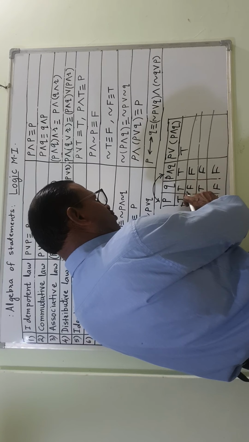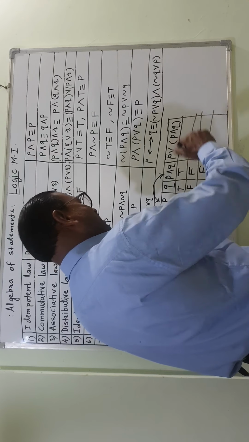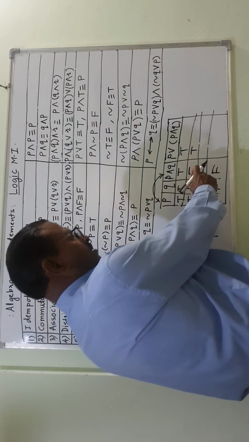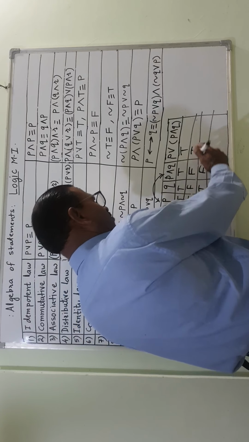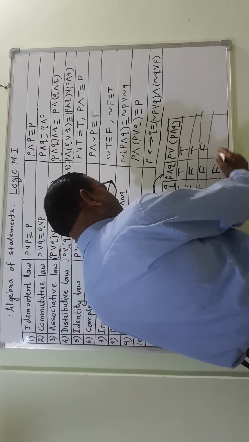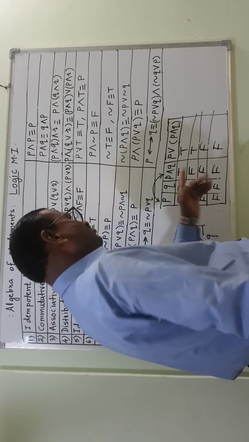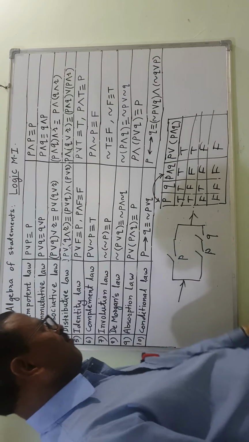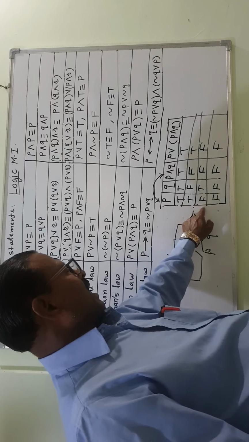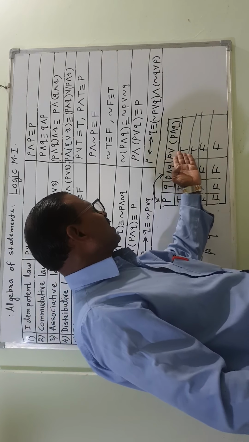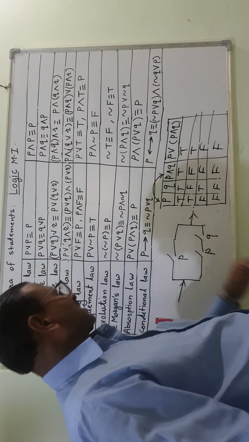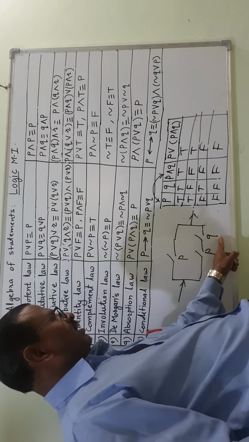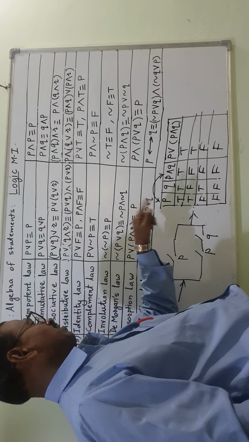If one is true and one is false, then also it will be true, because from the other branch the current will go, because they are in parallel. Both are false, false. Now check this last column and the values of P. Values of P are T, T, F, F. Here also we have got T, T, F, F. That is nothing but all this arrangement P or P and Q is nothing but P.